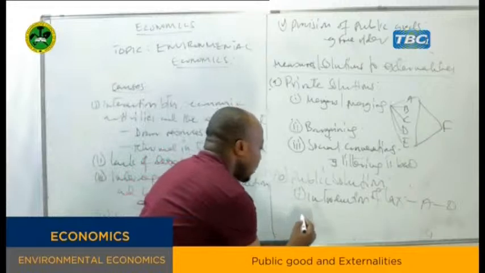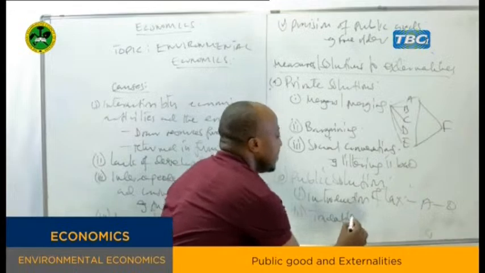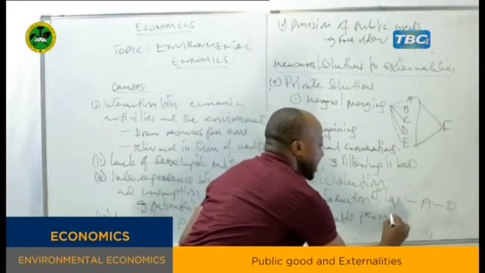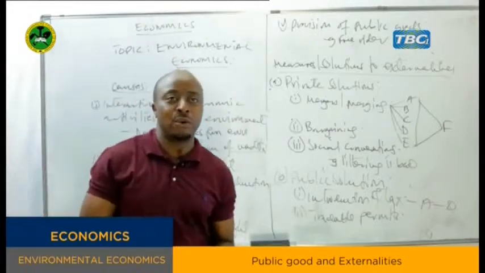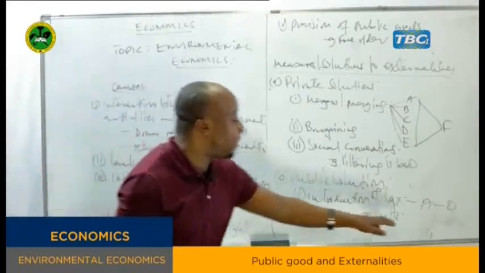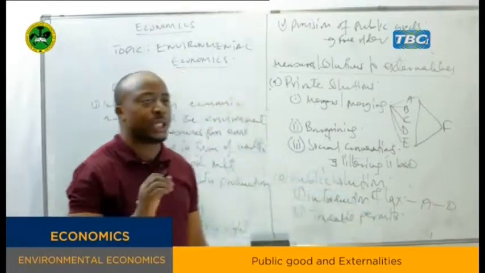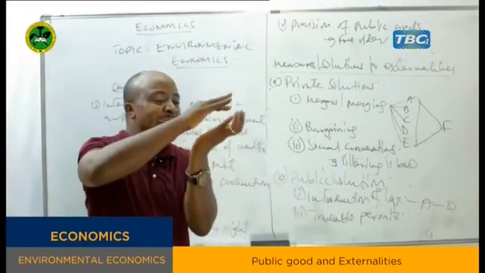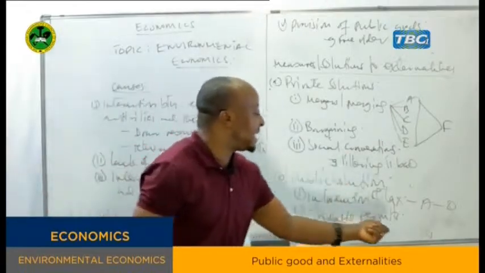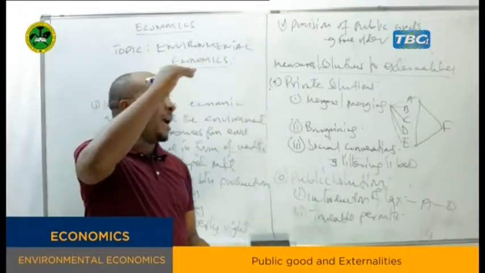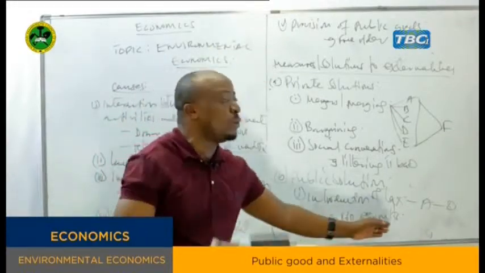Number two, we can use the so-called tradable permits. Tradable permits are a trade-based solution where the government prepares a so-called permit. A permit allows a firm to pollute or to produce externality to a certain level. That means if the government gives you a certain permit as a firm, that permit allows you to produce pollutants to a certain level. You cannot produce above a certain limit.